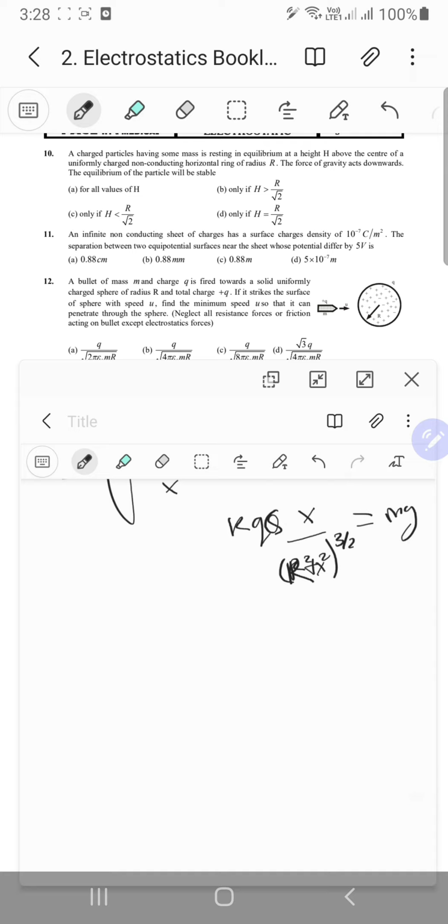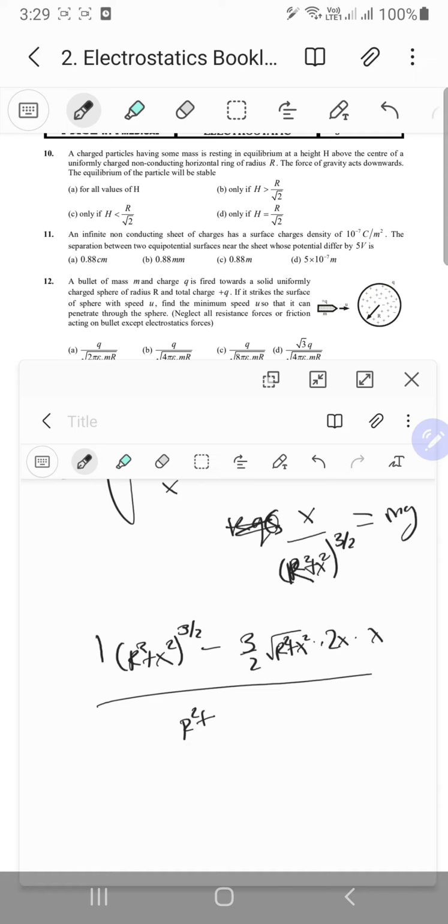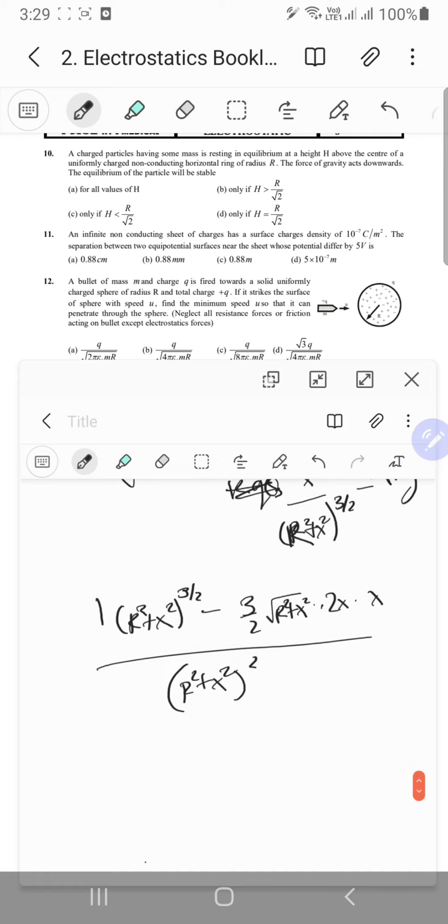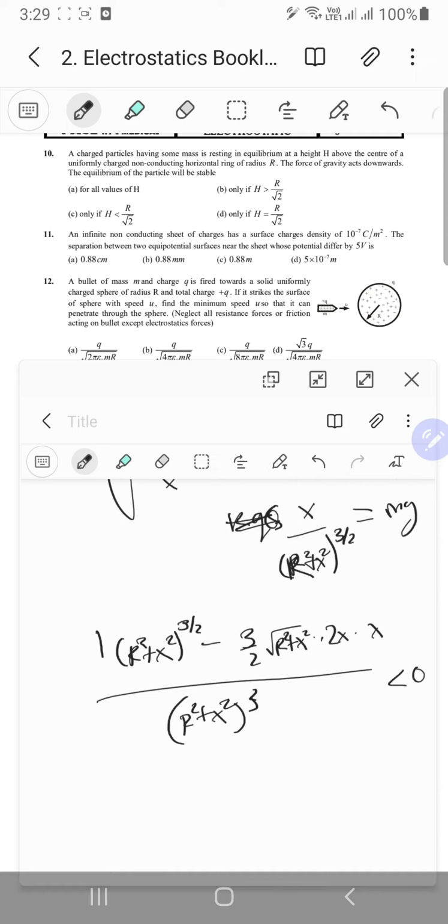So that's nice. Just want this derivative to be 0. Take a derivative. Actually, just ignore this part, that doesn't really matter. So let's do it. 1 times (r squared plus x squared) to the power of 3 by 2 minus the derivative of whatever this thing is. So it's going to be 3 by 2 square root of r squared plus x squared into 2x into x upon (r squared plus x squared) to the power of 3. Nice. We want this derivative to be negative, so it's obviously less than 0.